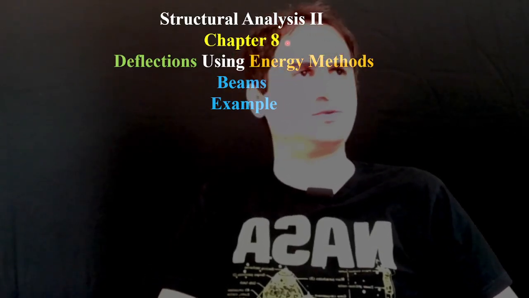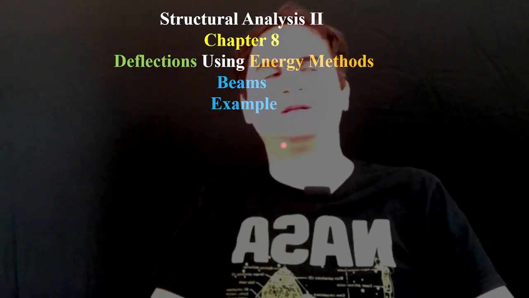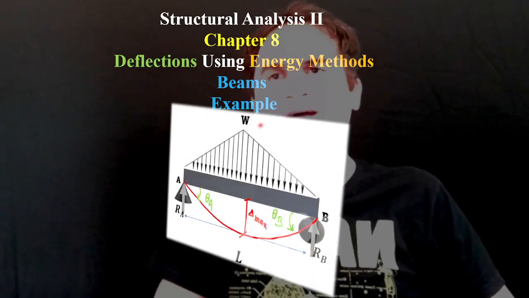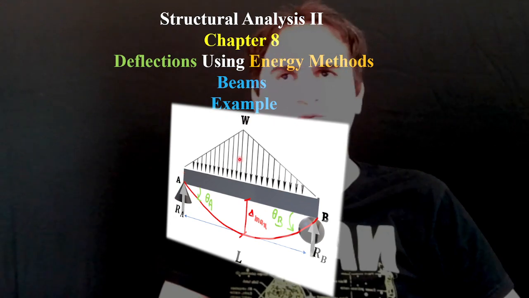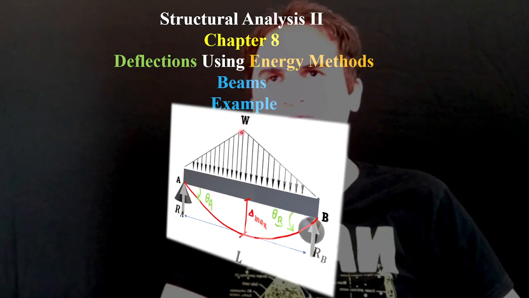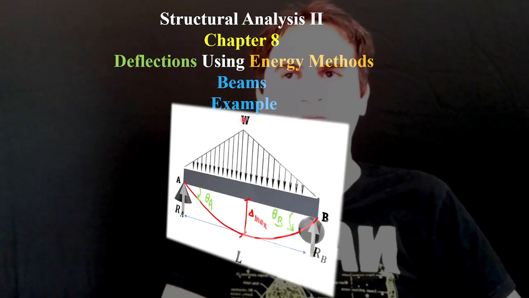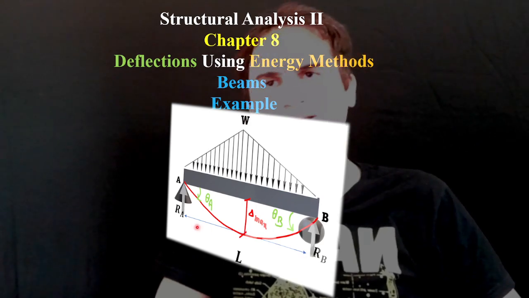Structural analysis, chapter 8: deflections using energy methods. Let's solve another example in beams. Assume we have a simply supported beam carrying a distributed load in a triangular shape with a peak intensity of W. We want to know the maximum deflection, delta maximum, at the center of the beam.